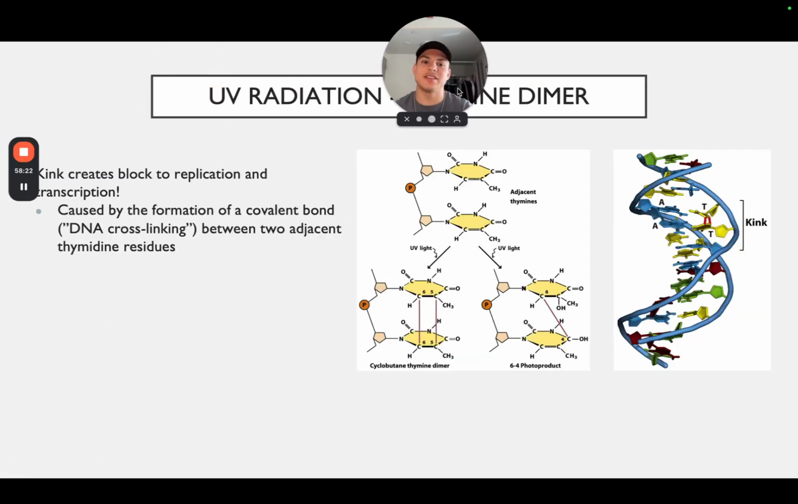So UV radiation is a special one where we add UV light, which has a higher frequency and higher energy, and this can cause thymine dimers to form. As you can see, the thymine dimers form from adjacent base pairs, and it creates this kink in the DNA. The kink can lead to blocks in replication and transcription because it'll literally force off the DNA polymerase II. Again, this is caused by the formation of a covalent bond between two adjacent thymidine residues. DNA polymerase can be forced off of the DNA replication.